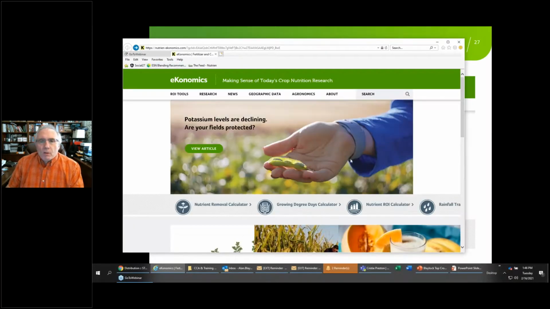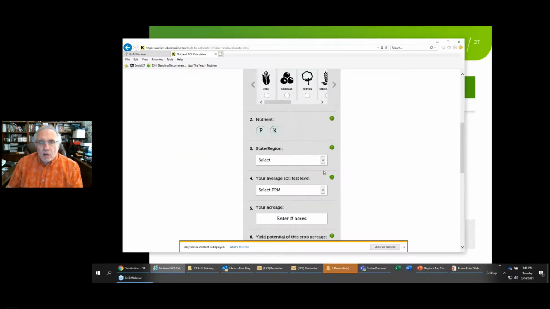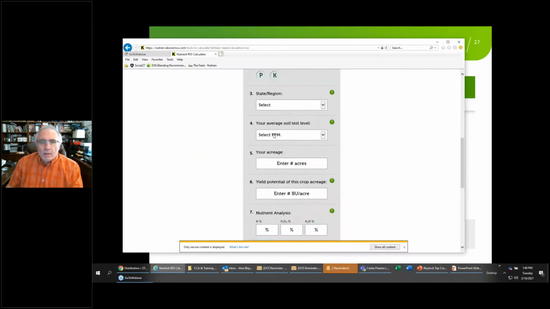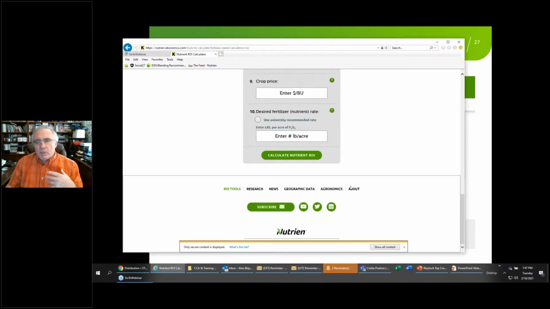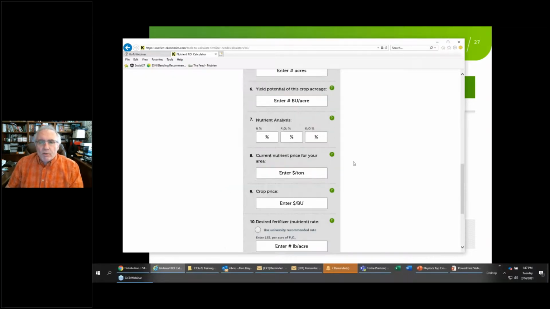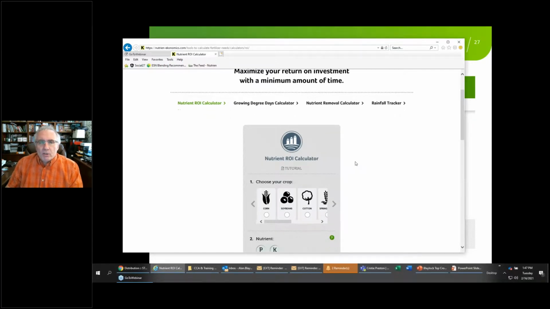One of the other tools, there's a nutrient ROI calculator. So you can enter in information about your crop. Waiting for it to load here. So choose a crop, select a region, put in your soil test level, enter all the information. You can actually put in nutrient prices, crop price, and it will give you the economic value of the nutrients being removed in the crop. So that may be something that's useful for you.